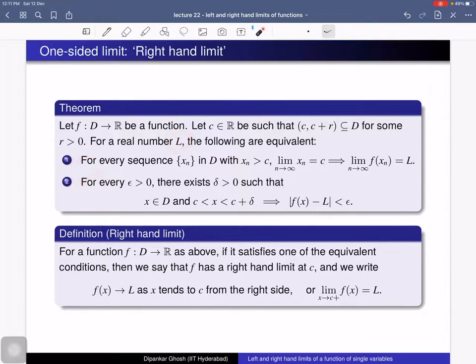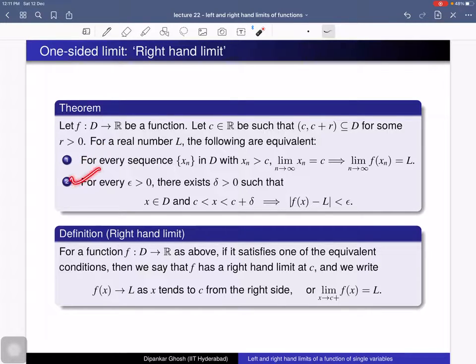Okay. And then for a real number L, again these two conditions are equivalent. So the first one is saying that for every sequence xn in D, if this xn is greater than c and xn converges to c. So basically it means that if xn is a sequence in D which converges to c from the right side, okay, then this sequence f of xn should converge to L. So that is condition 1.